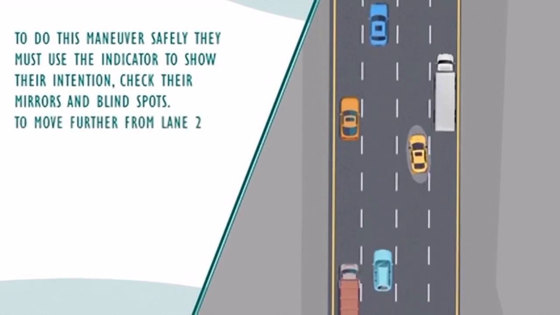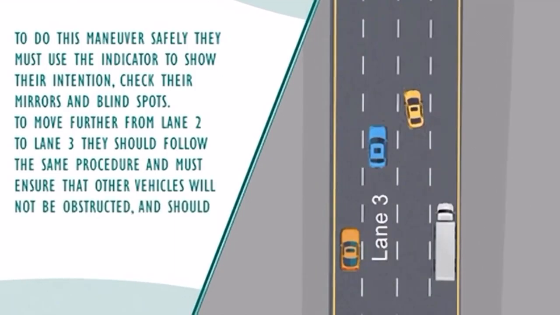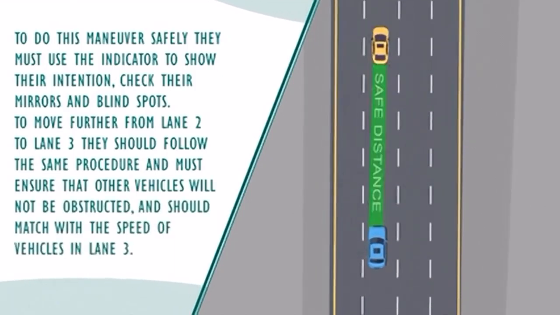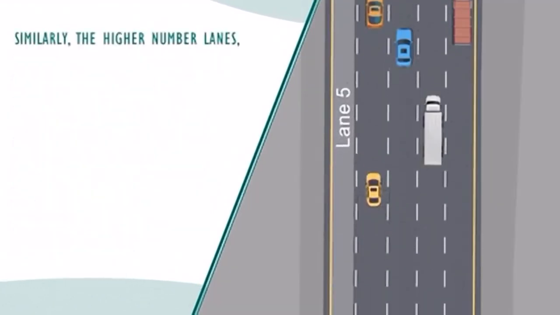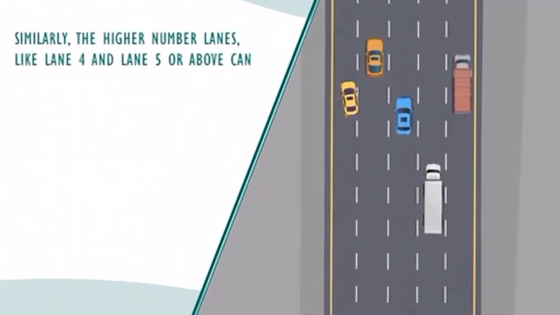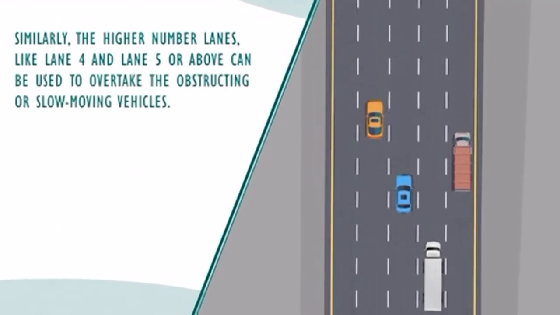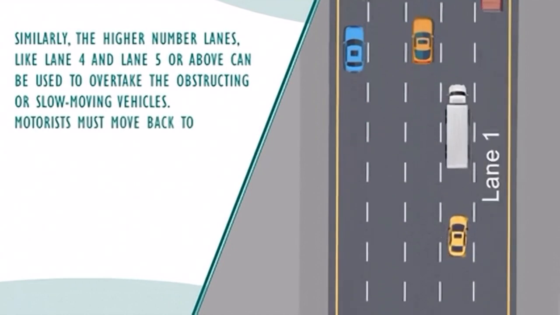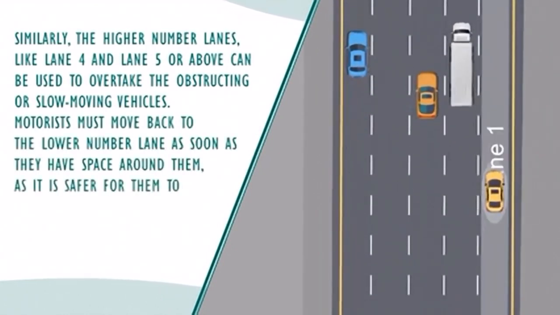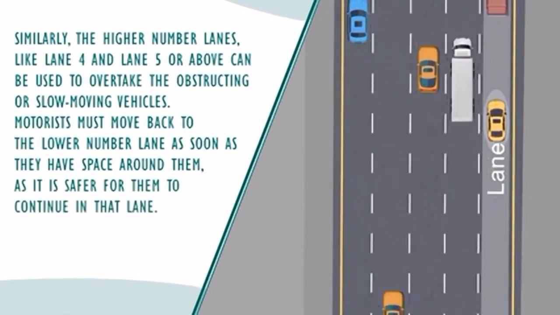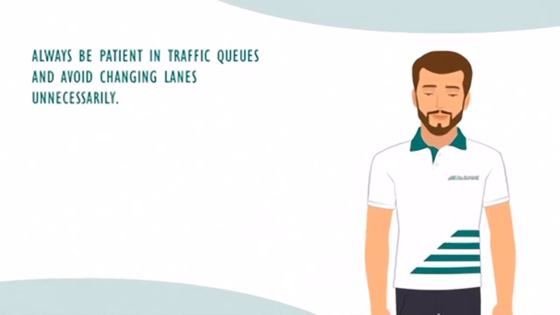To move further from lane 2 to lane 3, they should follow the same procedure and must ensure that other vehicles will not be obstructed and should match the speed of vehicles in lane 3. Similarly, the higher number lanes, like lane 4 and lane 5 or above, can be used to overtake obstructing or slow-moving vehicles. Motorists must move back to the lower number lane as soon as they have space around them, as it is safer for them to continue in that lane. Always be patient in traffic queues and avoid changing lanes unnecessarily.